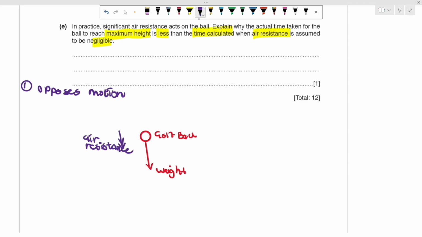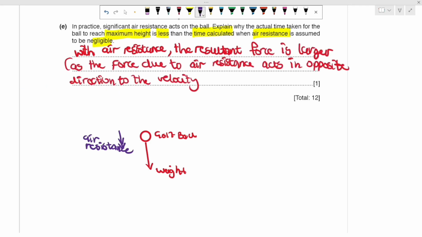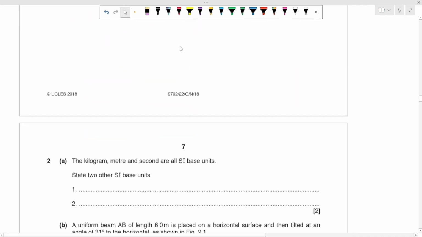Now, the maximum height doesn't matter. The question never said the maximum height is equal. The maximum height might actually be a lesser height. But the whole point is it has to reach its maximum height. So the time is going to be less. Why? With air resistance, the resultant force is larger. They can just give you the same mark, but this is me just being a little bit extra. The essence is, if the resultant force is larger, there's going to be a greater deceleration acting down, as the force due to air resistance acts in the opposite direction to the velocity. If there's a greater deceleration, it means it's going to take less time to reach its maximum height, or for its velocity to reach zero.